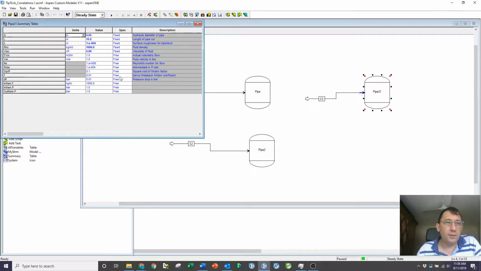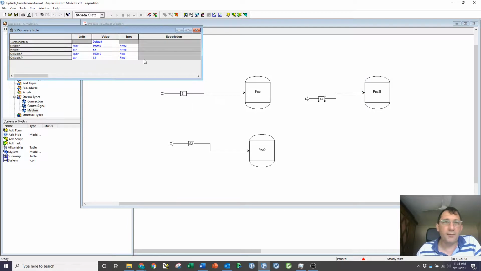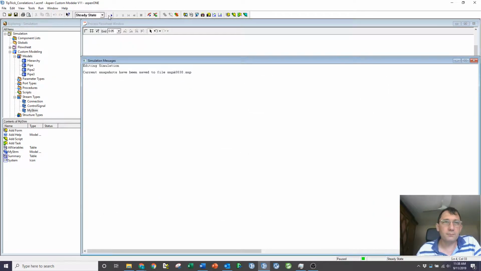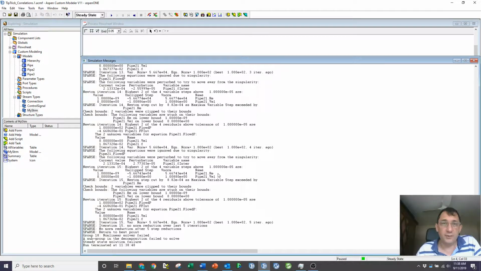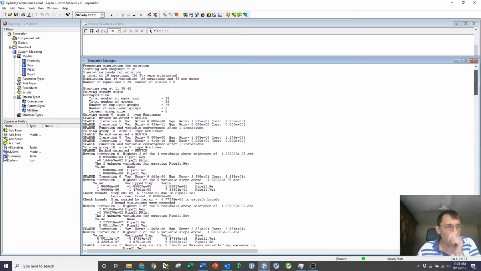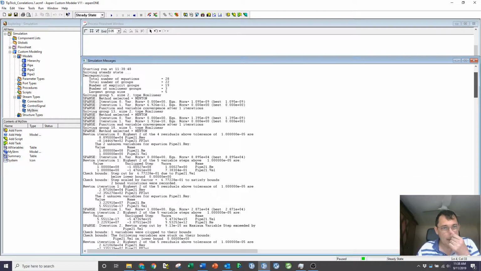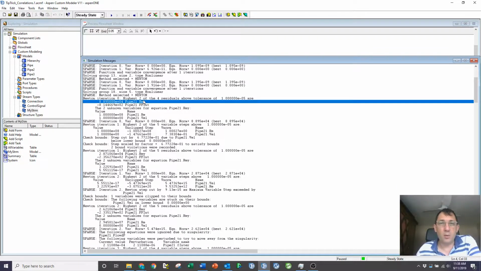And now what I'm going to do is fix the pressure drop in the pipe and have it calculate the flow rate instead. So let's see if that works. And what you can see is that pipe 21 is giving me grief. If I come up to the top, you can see straight away the Reynolds number is quite a long way off. You'd expect that. I've got a pressure drop being defined.